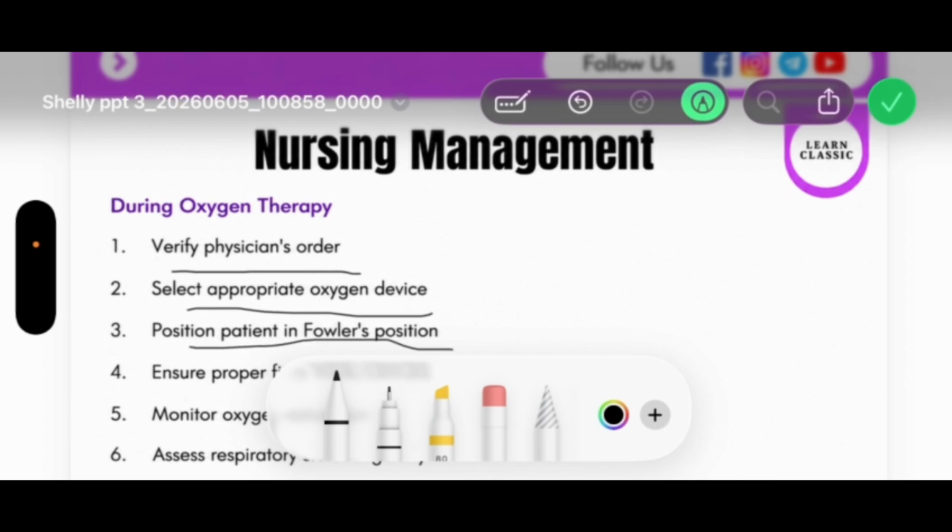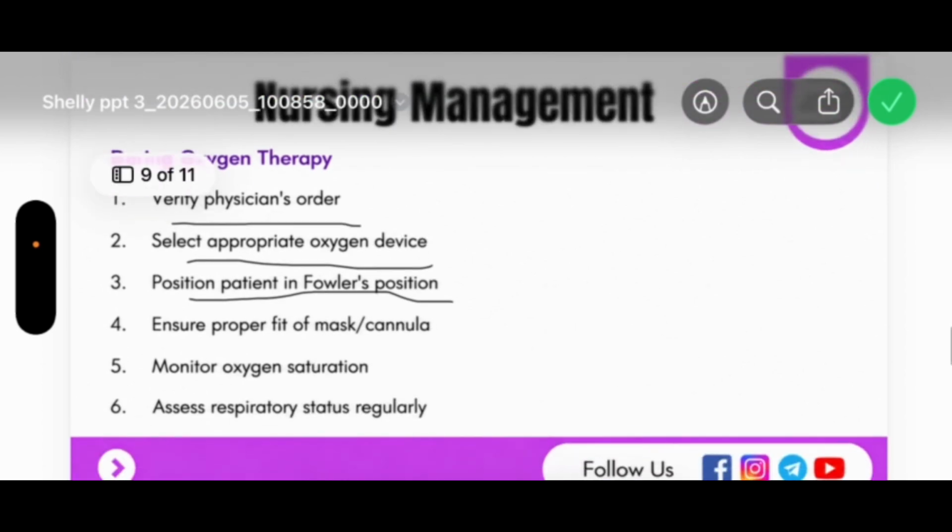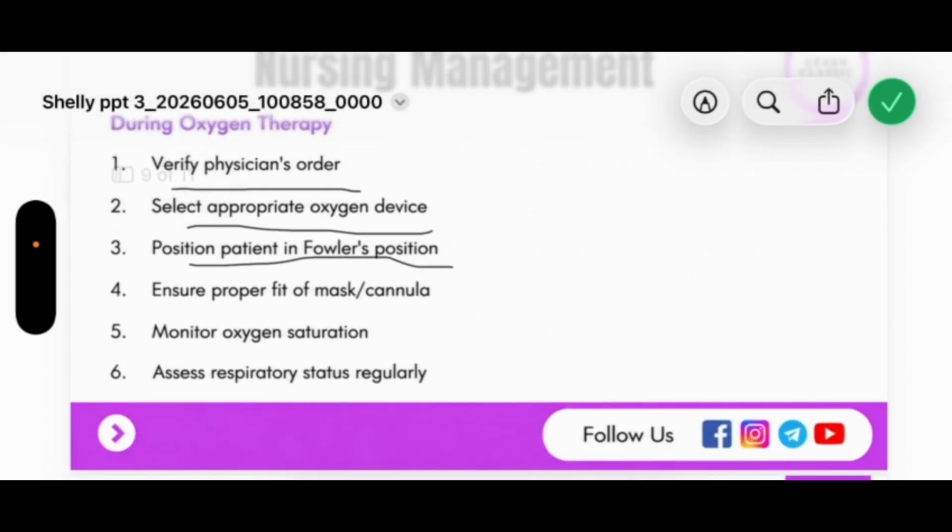Position the patient in Fowler's position. Whenever the patient has breathing difficulty, before administering oxygen we have to give a Fowler or semi-Fowler position, that is a kind of sitting position, so that the size of the diaphragm will increase and the patient will get more oxygen or space.